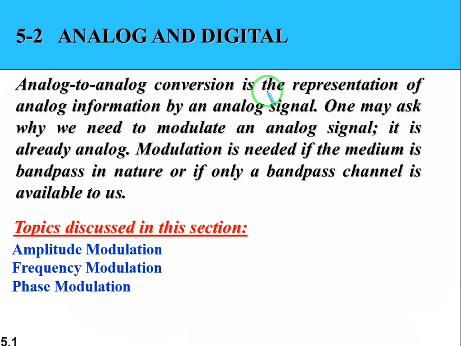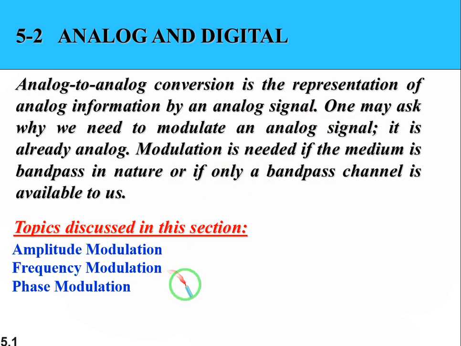Because, as I told you in recent lectures, we have different kinds of filters: a band pass filter, a low pass filter, and a high pass filter, and likewise for a medium: band pass, high pass and low pass. So if we have a low pass signal and our medium is band pass, what can we do? We need to convert it. Once we have an analog signal, we convert analog to analog because our medium may be low pass, band pass or high pass. This is the basic reason for analog to analog conversion.